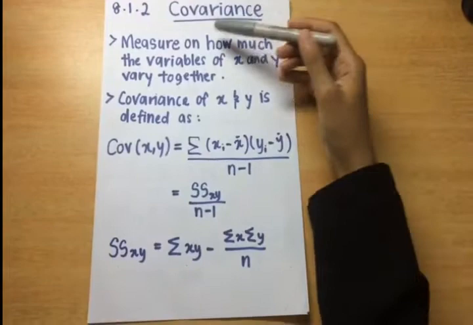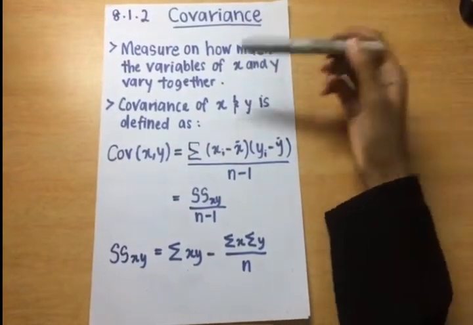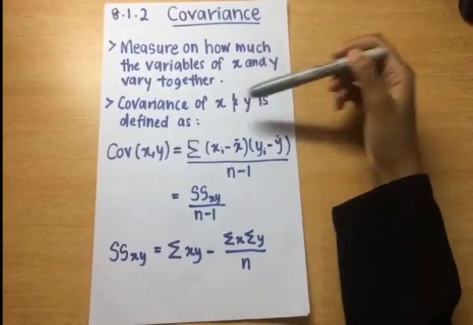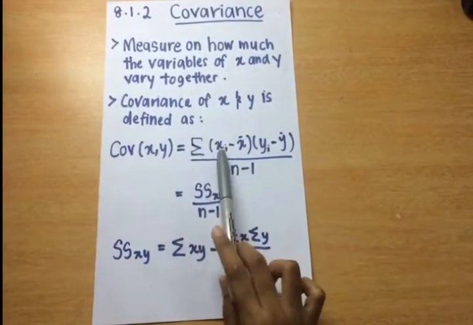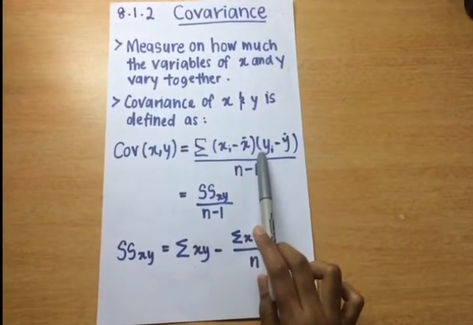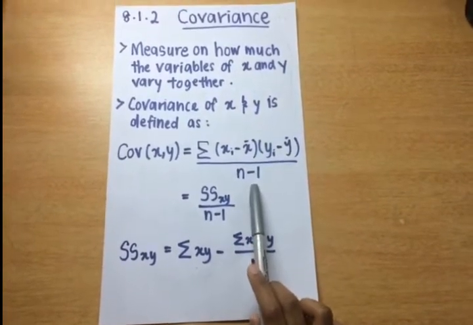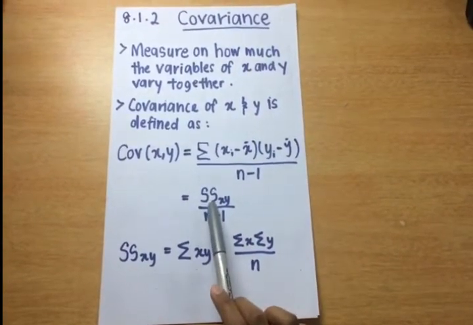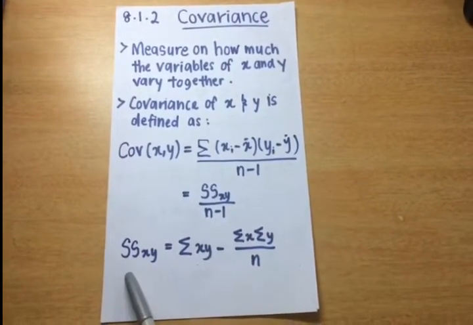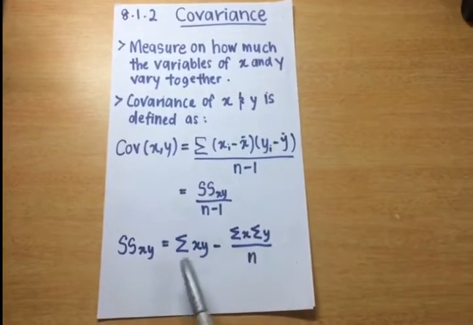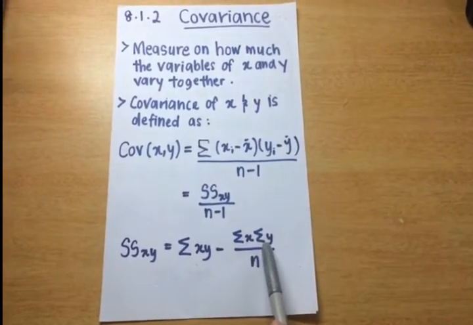Covariance. Covariance is a measure of how much the variables x and y vary together. Covariance of x and y is defined as covariance xy is equal to the summation of x minus mean of x times y minus mean of y over n minus 1, which is also called SSXY over n minus 1. SSXY can be found by summation of xy minus summation of x multiplied by summation of y over n.